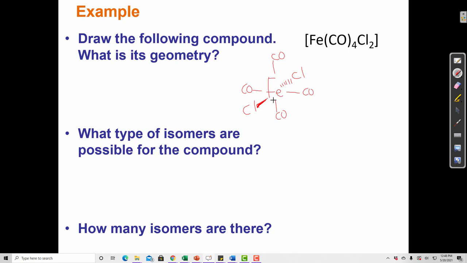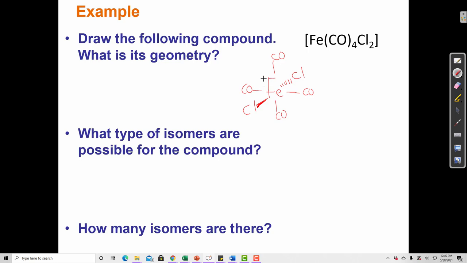And now I look at the chlorine atoms themselves, and they are 180 degrees apart from each other. They're on opposite sides of this octahedral complex. So what type of isomers are possible? Well, to think about the different isomers that are possible, I would think about the different ways that I can arrange these, the different relationships they can have. So the only possible relationships in an octahedral complex are 90 degrees, like this, or 180 degrees like this. Those are the only two types of bond angles that we have in an octahedral complex.